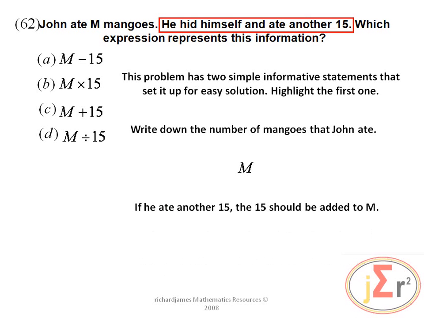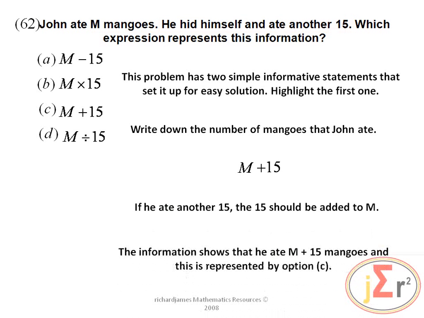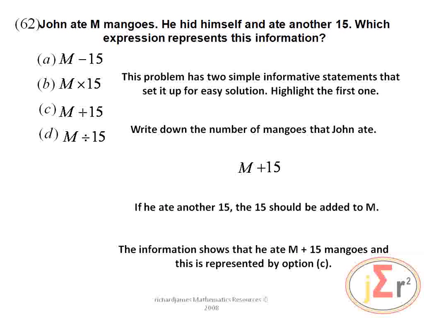If he ate another 15, the 15 should be added to M, because he ate an additional 15. The information shows that he ate M plus 15 mangoes, and this is represented by option C.